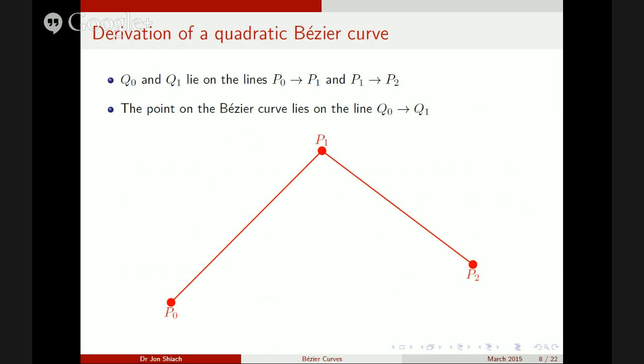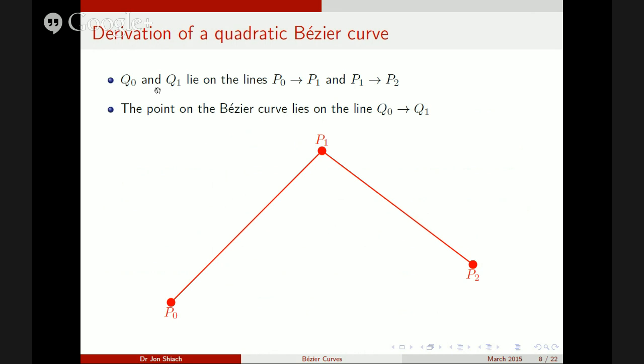Okay, so how do we define one, derive one? So what I'm going to do here is I'm going to have a look at the derivation of a quadratic Bezier. Now, quadratic, obviously, will have a polynomial of degree 2, and we need 3 control points to define a quadratic Bezier curve. So you need one more than the degree of the curve. So what I've got here is I call them P0, P1, and P2. These are my control points.